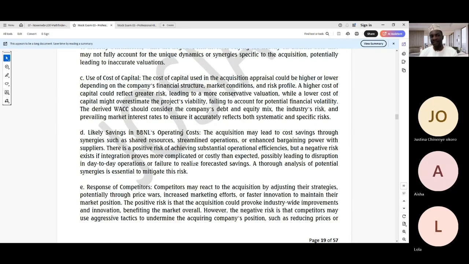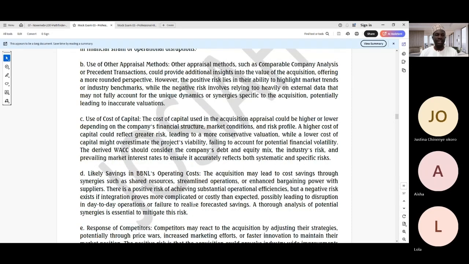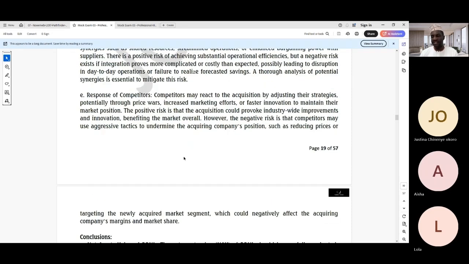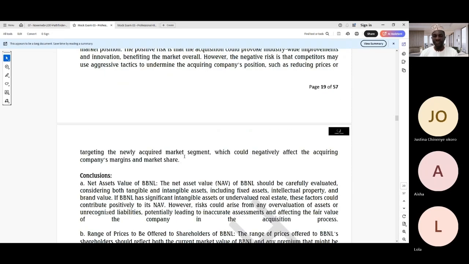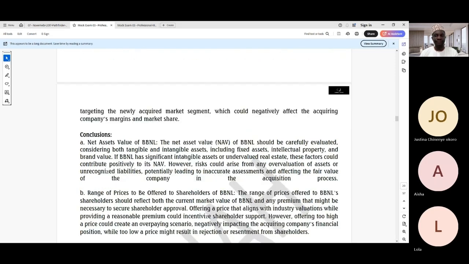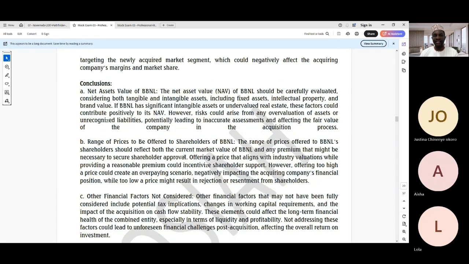So please think widely. You have a lot to talk about and be mark conscious. The essence is to pick your marks, pass with 50 and move on. That's very important. And finally, talk about the conclusion and recommendation, which is very important. So you're concluding on the net asset of BBNL, and you're saying that risk will arise from overall overvaluation of those assets and all these unrecognized liabilities.